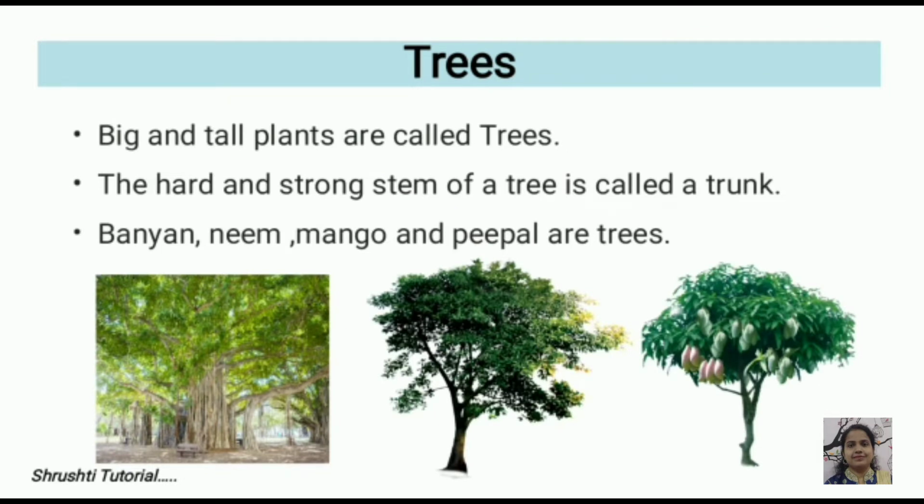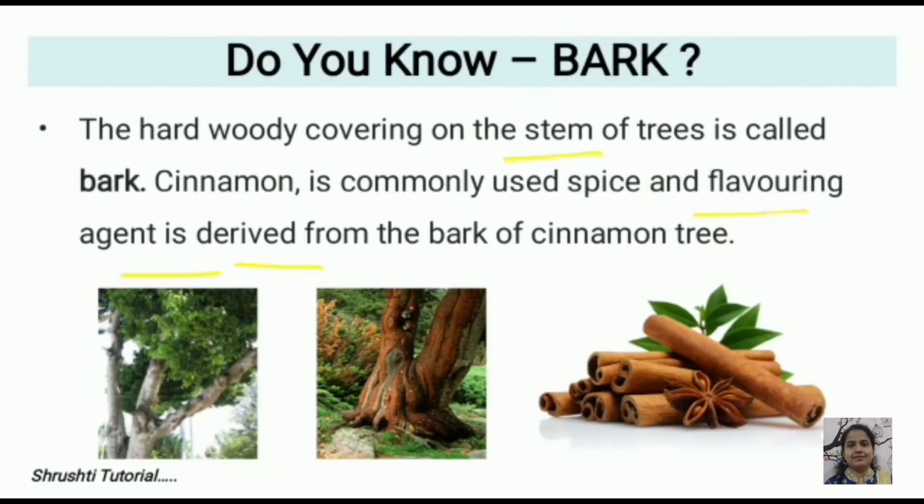Trees. Big and tall plants are called trees. The hard and strong stem of a tree is called a trunk. What are the examples? Examples of trees: banyan, neem, mango, and peepal. So trees are very big and tall in size, and their stem is also very strong, and their stem is known as a trunk.